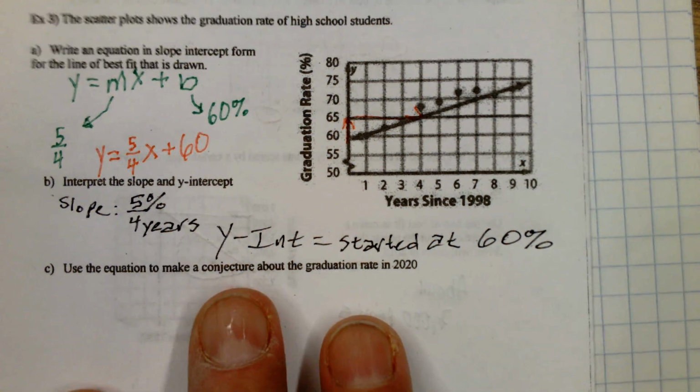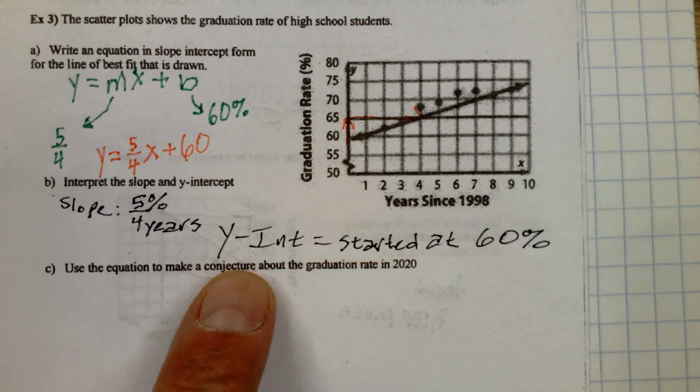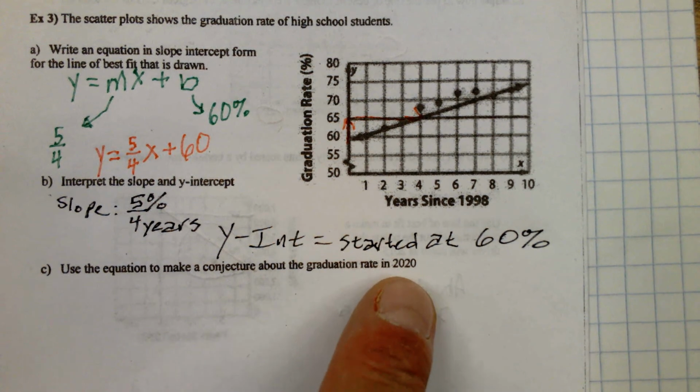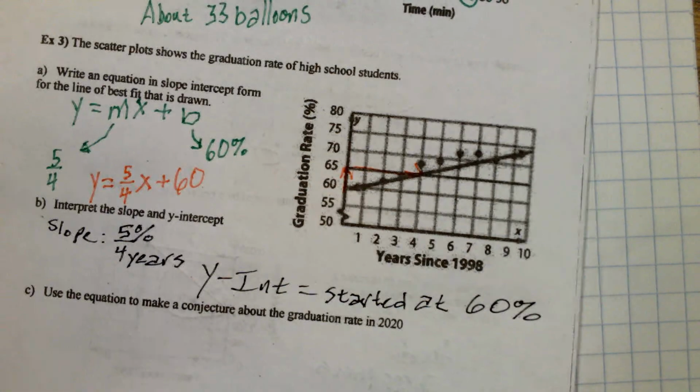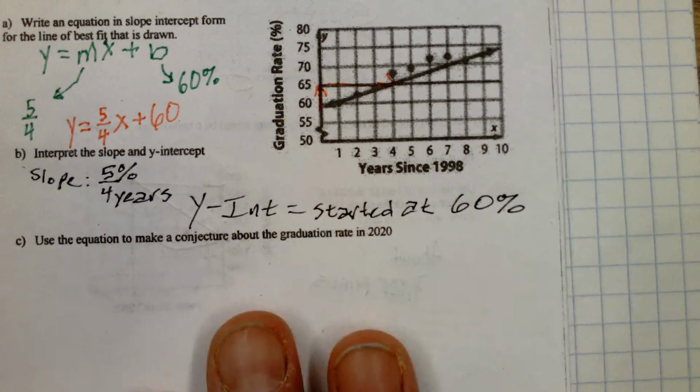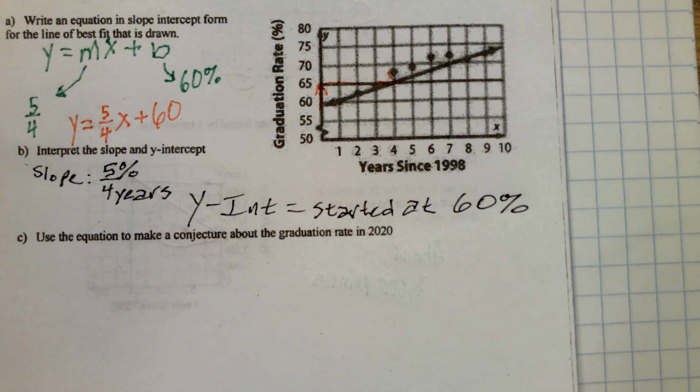So now, use the equation to make a conjecture about the graduation rate in 2020. Okay. Well, we got to figure out, that's an x value. Now, if 10 years is 2008, at what number here will we have the year 2020? 12 years later. It's going to be 12 years later.